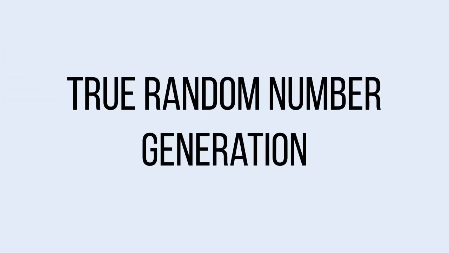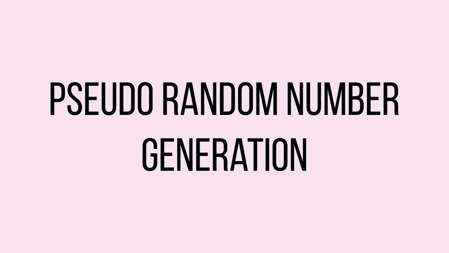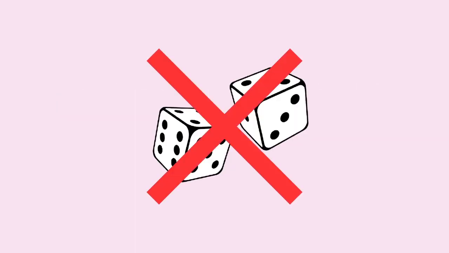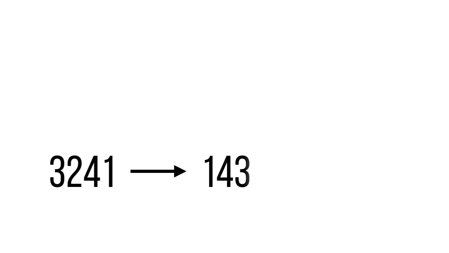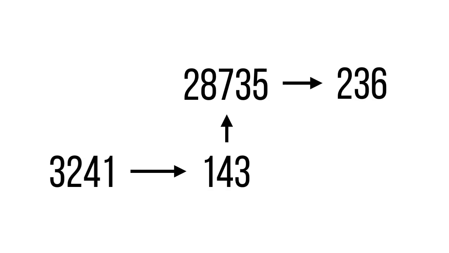The alternative to this is pseudo-random number generation. Now, this method is much more efficient than generating true random numbers as it requires no external data. But pseudo-random number generators aren't actually random. They just look random. They start with a seed value and then run it through some sort of algorithm to generate a number. And modern algorithms are so developed that it's virtually impossible to tell that they're not actually random.